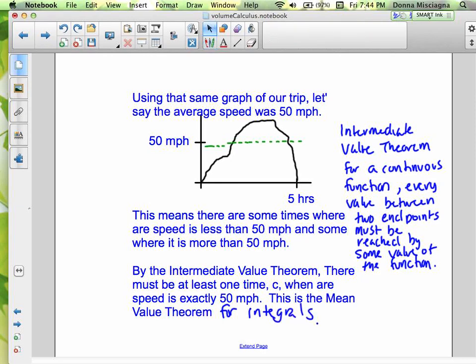Just a reminder, this is related to intermediate value theorem. For a continuous function, every value between two endpoints must be reached by some value of the function. So it's not like you could go 49 miles per hour and then go 51 miles per hour without ever going 50 miles per hour. It's just not possible, right? At some point, you're going 50 miles per hour. We can use mean value theorem to find when. When were we going the average?